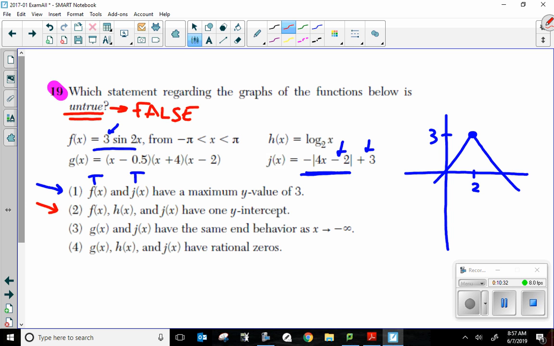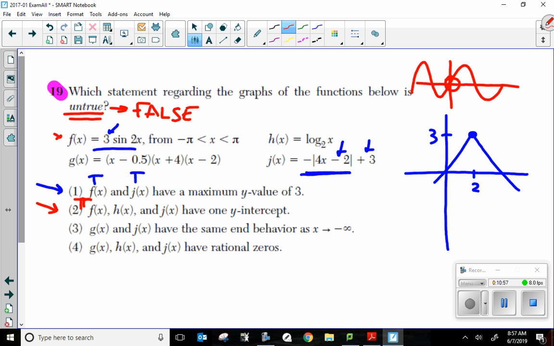All right, f of x, h of x, and j of x have one y-intercept. Let's look at f of x. That's the sine function. If I'm going to graph that, I know sine looks like this, okay? It goes something like this, and comes through here. Yeah, it does. It touches the y-axis once, okay? That does have one y-intercept.